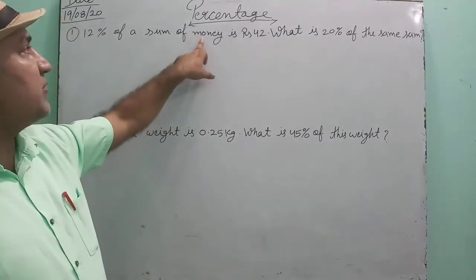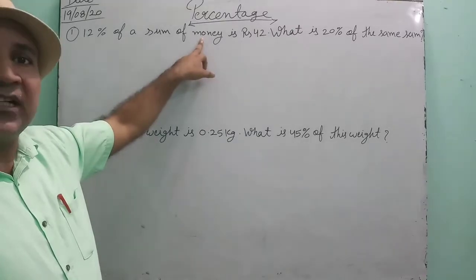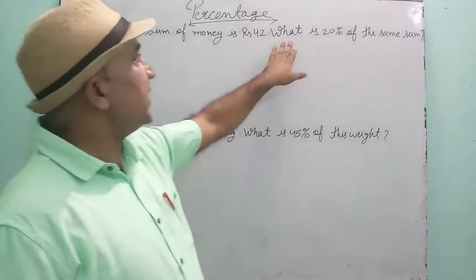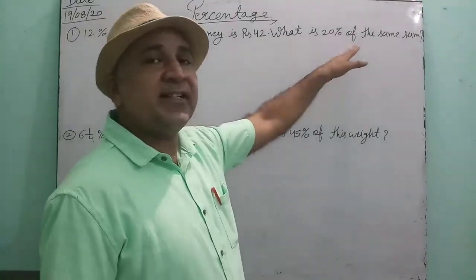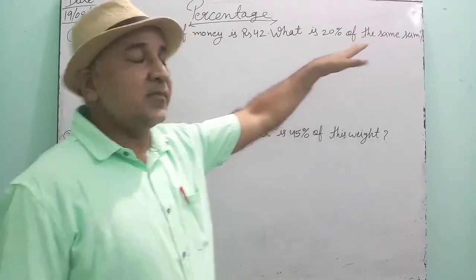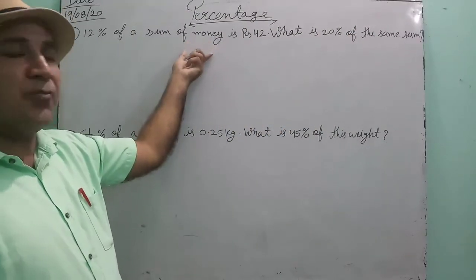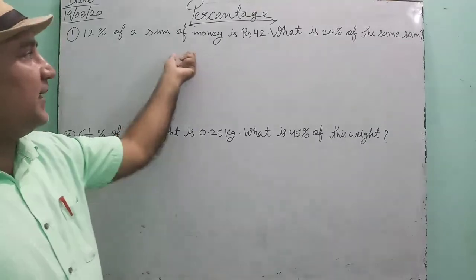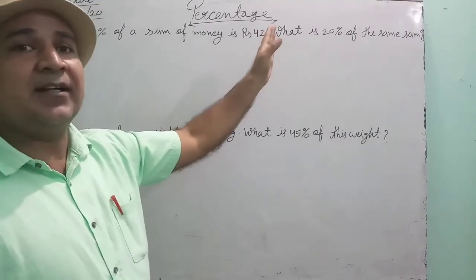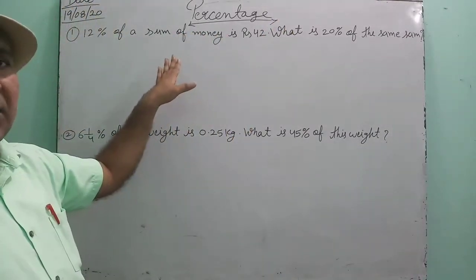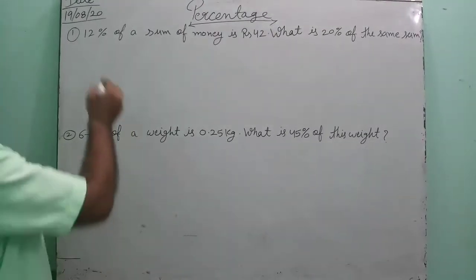That means first we will find how much money is there. And then in the second part, what is the 20% of the same sum? That means once we get the amount of money from the first part, then in the second part we will find the 20% of this amount. So see how to solve.